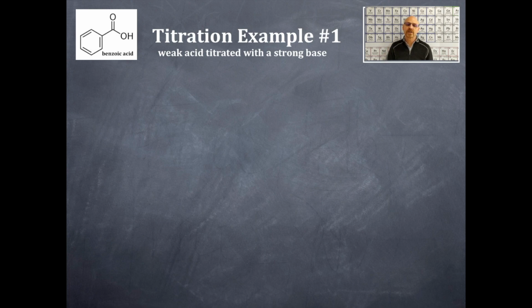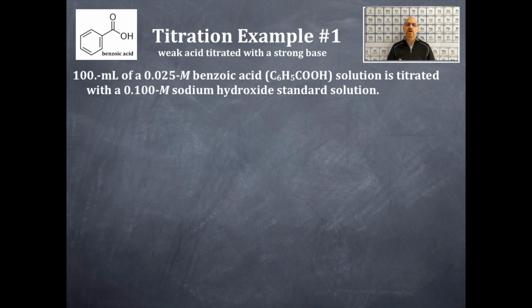So titration example number 1, we're going to do a weak acid titrated with a strong base. So here's our problem. 100 mL of a 0.025 molar benzoic acid, that is C6H5COOH. I have the graphic of what that looks like in the upper left-hand corner, drawing out benzoic acid for you. This benzoic acid solution is going to be titrated with a 0.100 molar sodium hydroxide standard solution. The sodium hydroxide is the strong base, the benzoic acid is the weak acid.